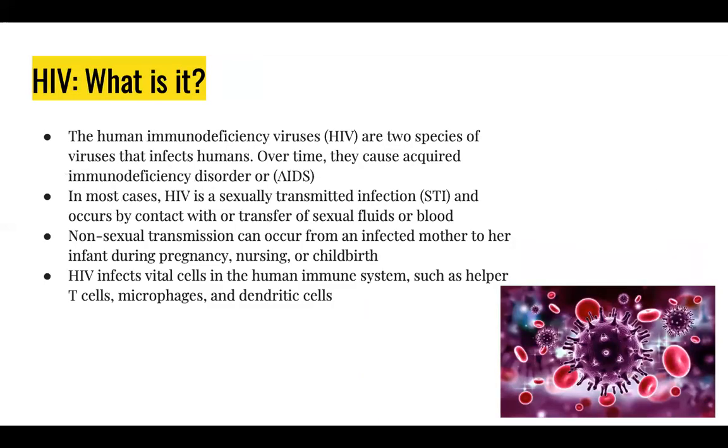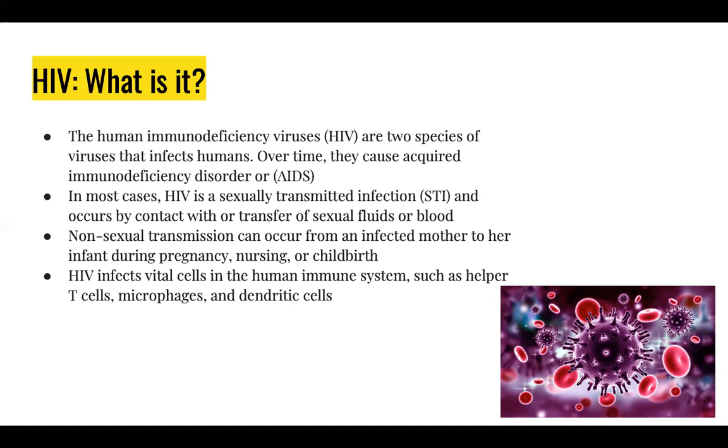HIV. What is HIV? Human immunodeficiency virus, also known as HIV, comes in two species or strains of the virus, type 1 and type 2, that both infect humans. Although type 2 is more seldom, over time they weaken the body's immune defense by attacking the immune system, ultimately leading to acquired immunodeficiency syndrome, also known as AIDS.